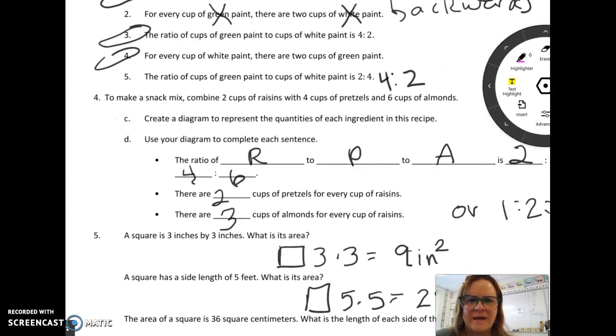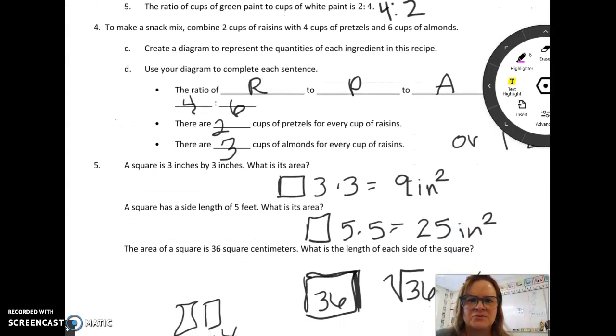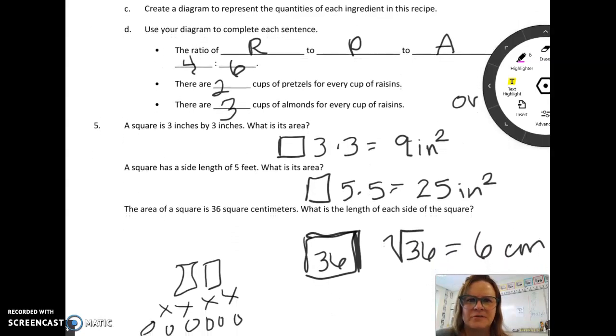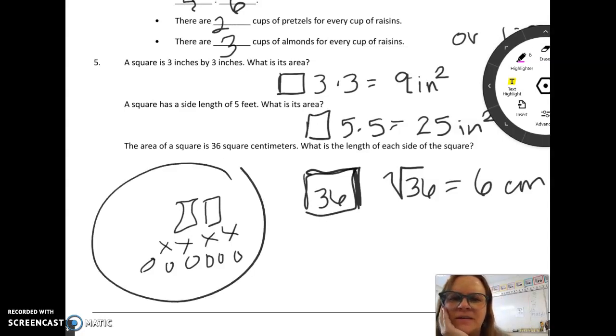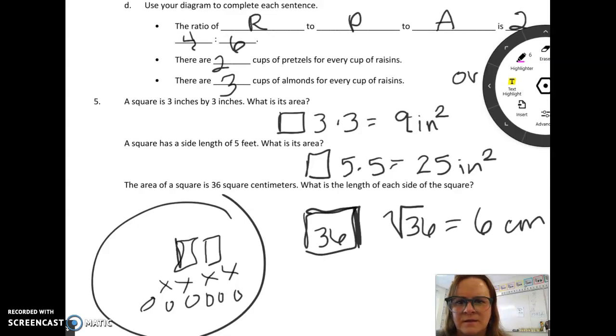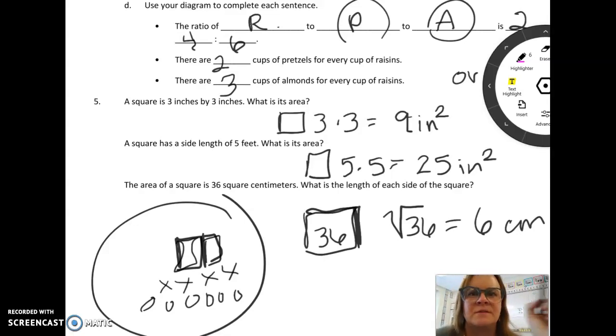All right, so to make a snack mix, we are going to combine 2 cups of raisins with 4 cups of pretzels and 6 cups of almonds. First, you had to create a diagram, and this is my diagram. The 2 cups of raisins are these squares, as good as I can do with my magic pen here. The X's are the pretzel cups, and then the circles are the almond cups. And so the ratio of raisins to pretzels to almonds is 2 to 4 to 6.